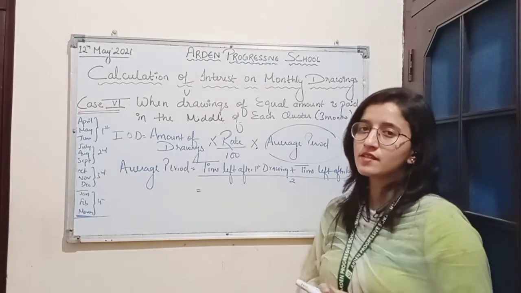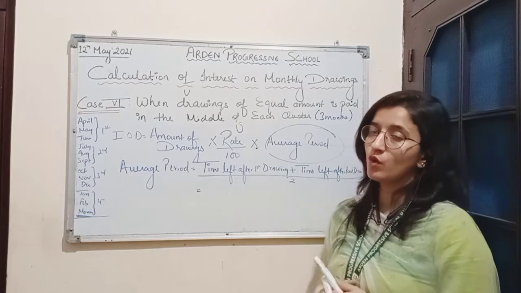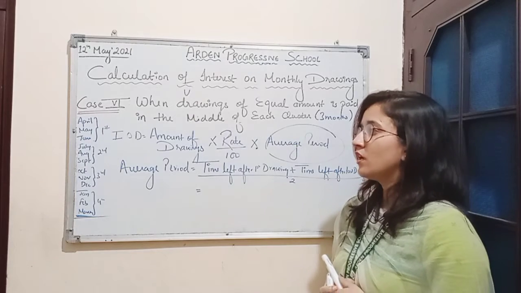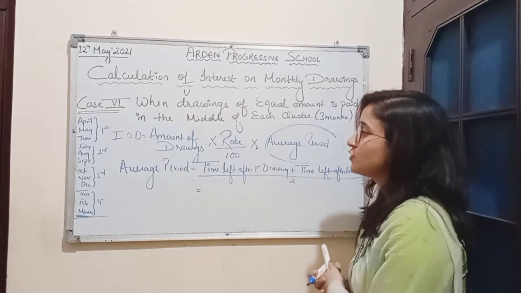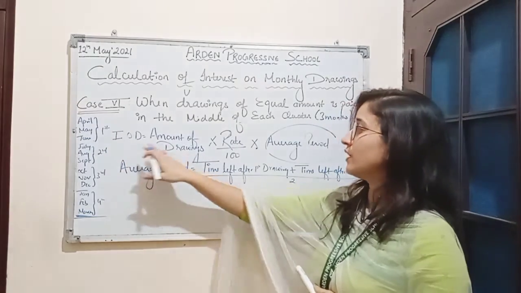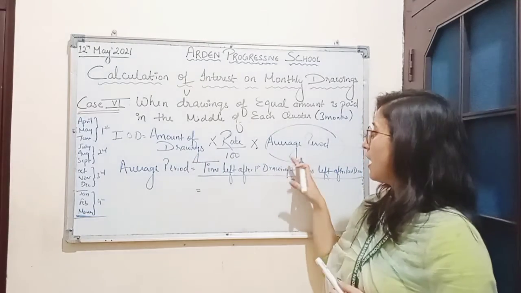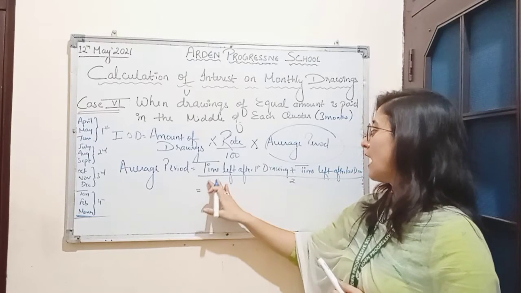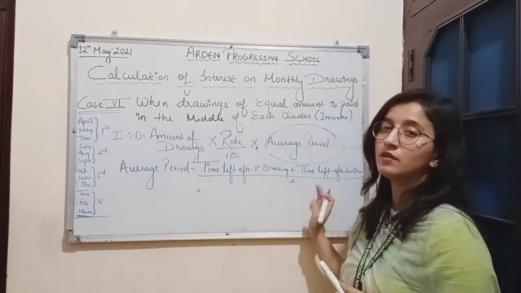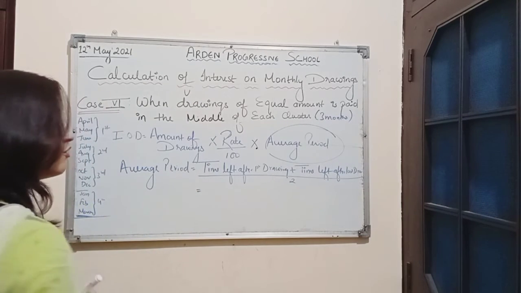Now here the sixth case is when drawings of equal amount are paid in the middle of each quarter. So here the partner is withdrawing the amount of drawings in the middle of each quarter. A quarter consists of 3 months. The common formula applied in every case to calculate interest on drawings is amount of drawings multiplied by rate upon 100 into average period. And to calculate average period, we add time left after first drawing with the time left after last drawing divided by 2.